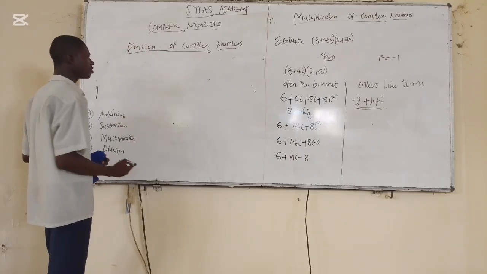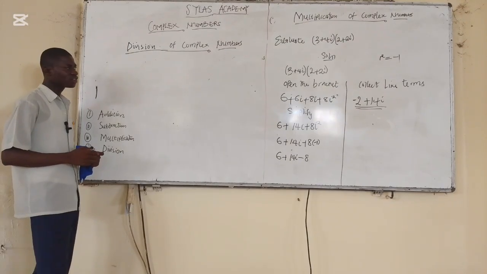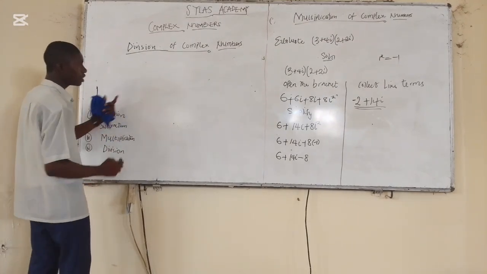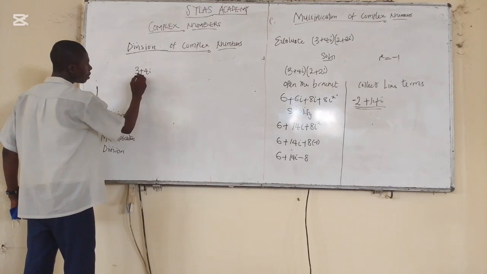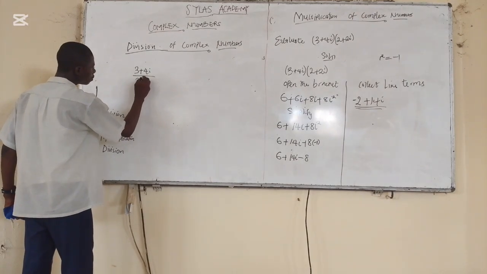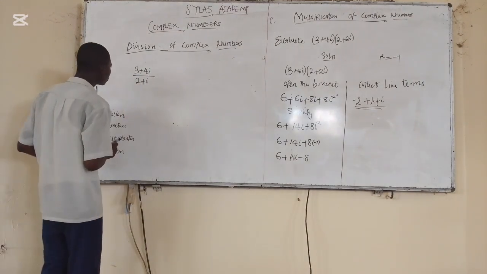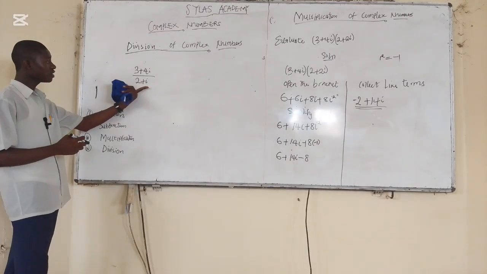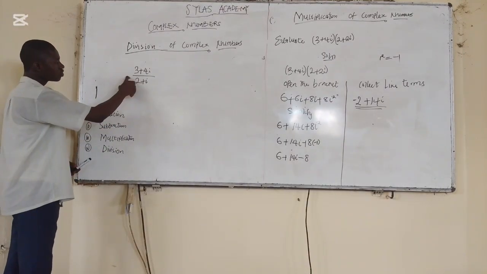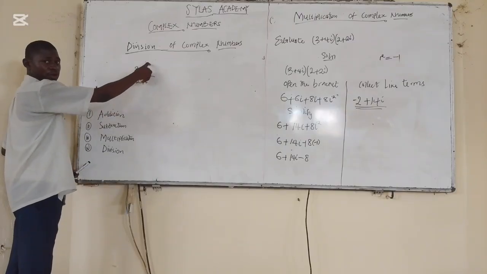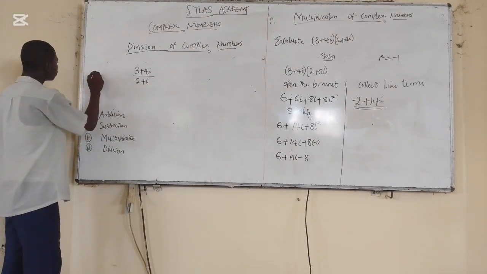Division of complex numbers. In division of complex numbers, when you have an equation like (3 + 4i) all over (2 + i), this is an equation under division of complex numbers, because the line cuts across the numerator and the denominator.